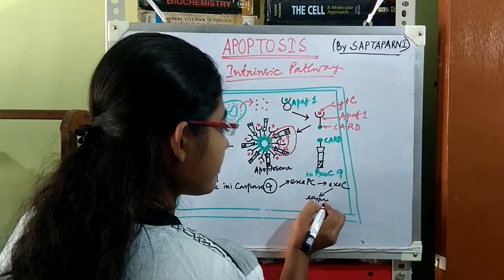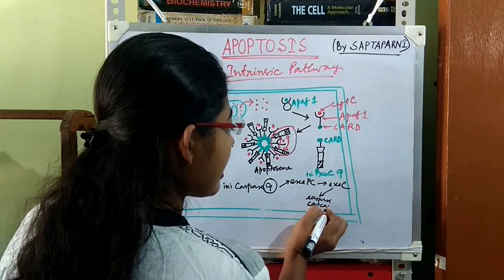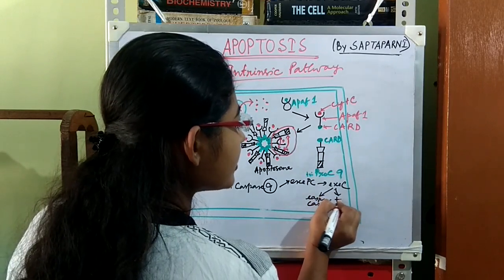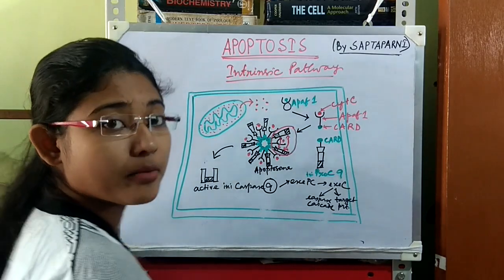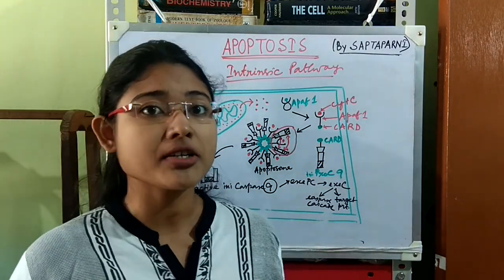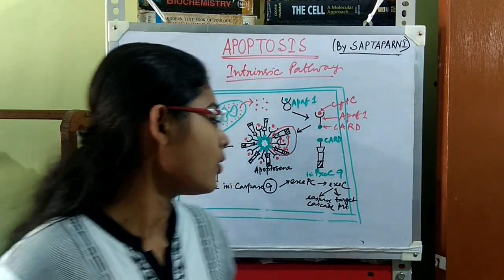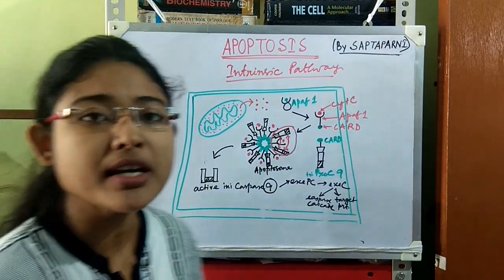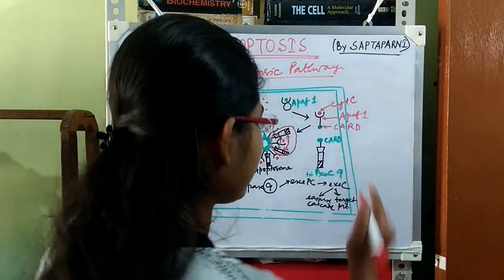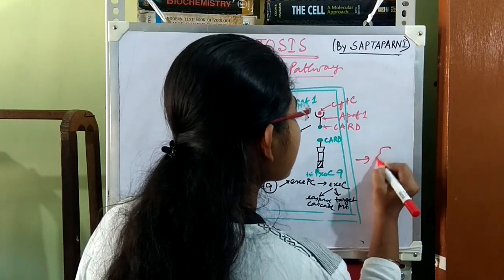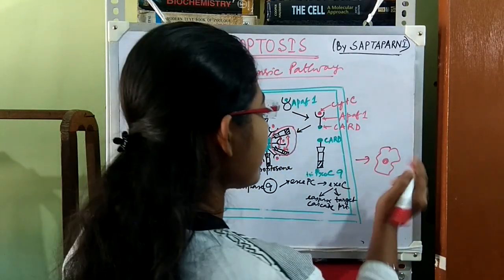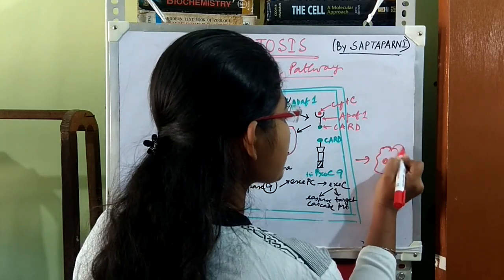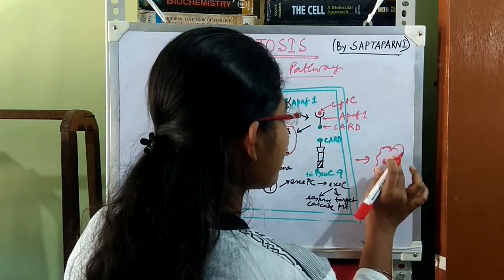They will activate the caspase cascade, and will also cleave the target proteins like nuclear lamins, cytoskeletal materials, the inhibitors of endonucleases, etc. And then the cell will undergo apoptosis like this.